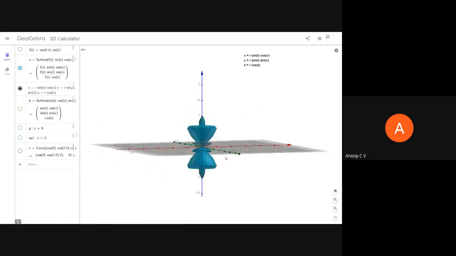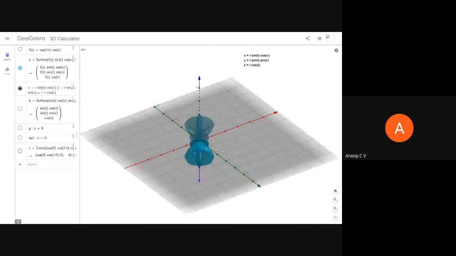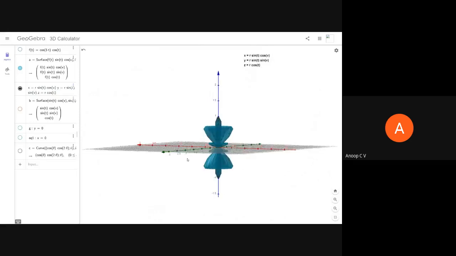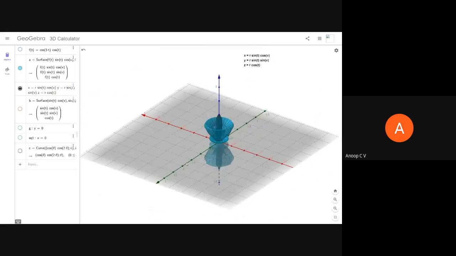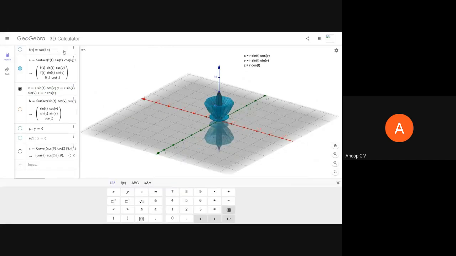So this is the pattern which I showed initially as an example, some pattern like this. I hope all of you are able to see this and appreciate it. So basically, if you have a pattern like this, or maybe I'll again go back to the cos square theta pattern.